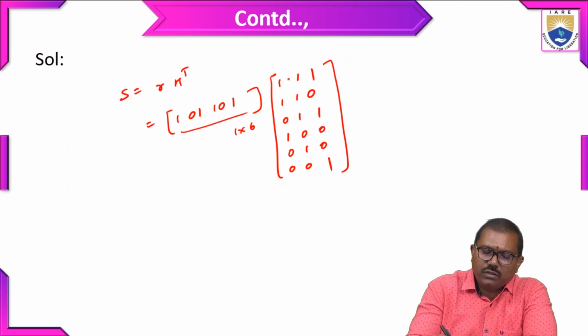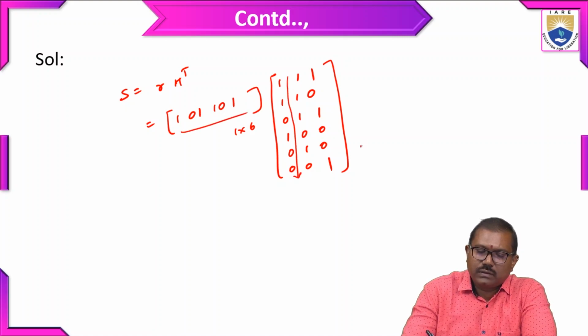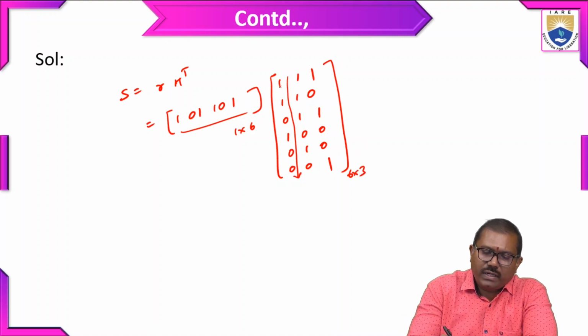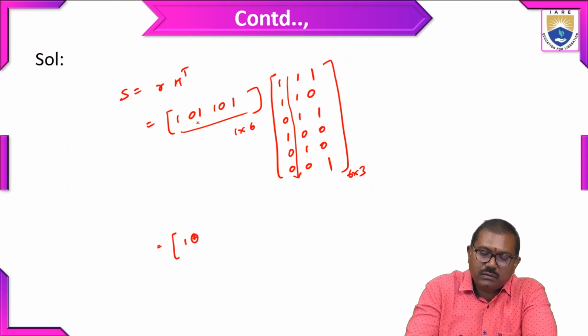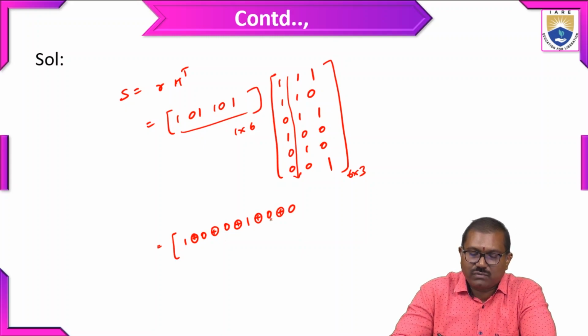So now I am going to multiply this one. So this is 6 by 3. Okay, so 1 into 1 is 1, XOR 1 into 0 is 0, 0 into 1 is 0, XOR 1 into 0 is 0, XOR fourth bit is 1, 1 into 1, 1 XOR, and another one is 0 into 0 is 0, XOR 1 into 0 is 0. This is the first one.